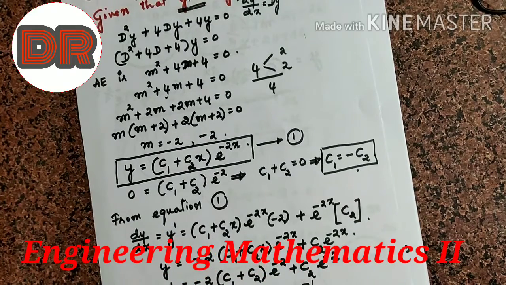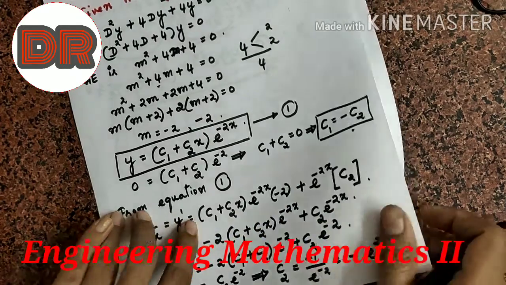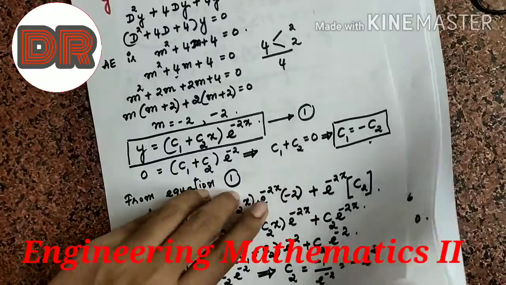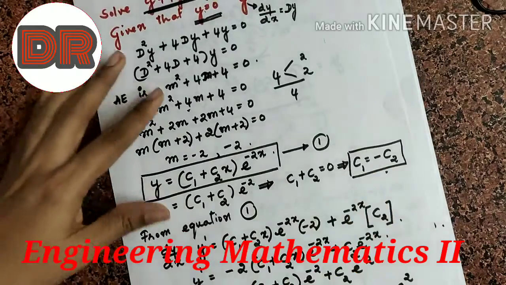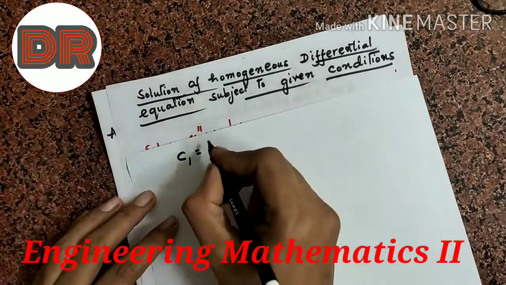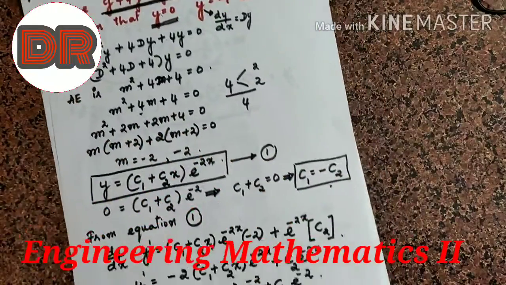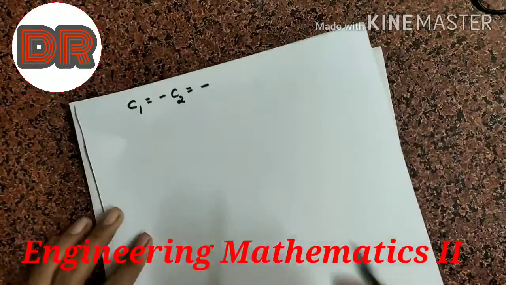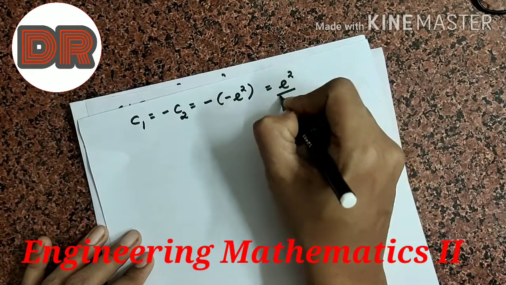So let me simplify this further. I'll shift this term to the numerator. So I'll have minus e to the power, this becomes plus 2. So c2 is minus e to the power 2. So what is c1? From the first solution, we got c1 is equal to minus c2. So c1 is equal to minus c2, which is equal to minus, what is c2? c2 we found out, it is minus e to the power 2. So this becomes e to the power 2.